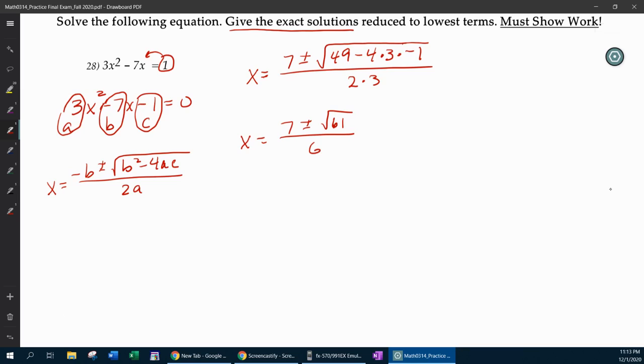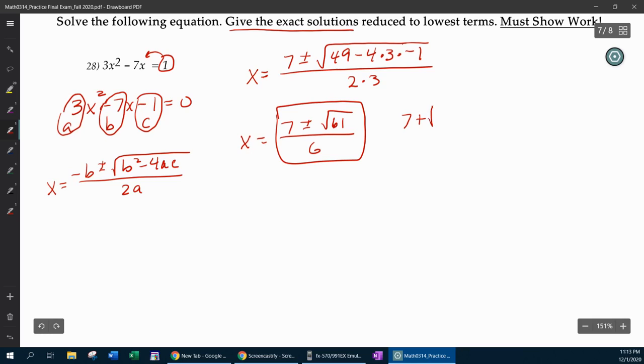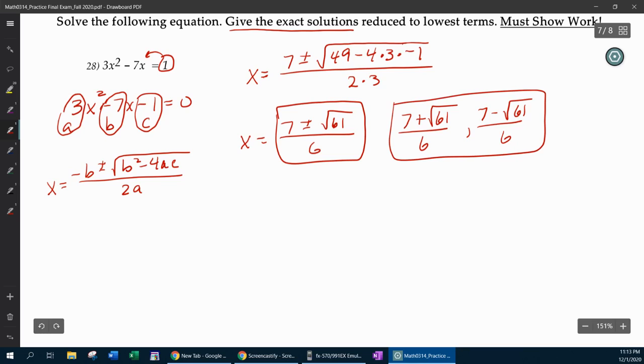And so this is going to be the exact solutions. If you need to write them separated, that would be 7 plus square root of 61 over 6 and 7 minus square root of 61 over 6. So either way is fine. You can write it with the plus or minus, or you can put it in as separate answers separated with a comma.